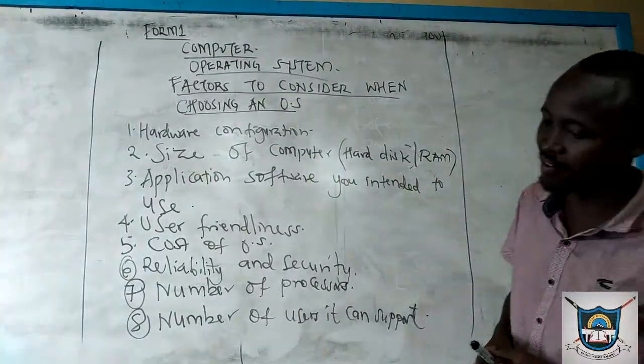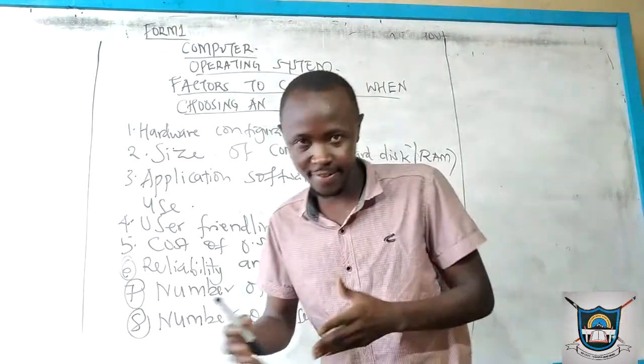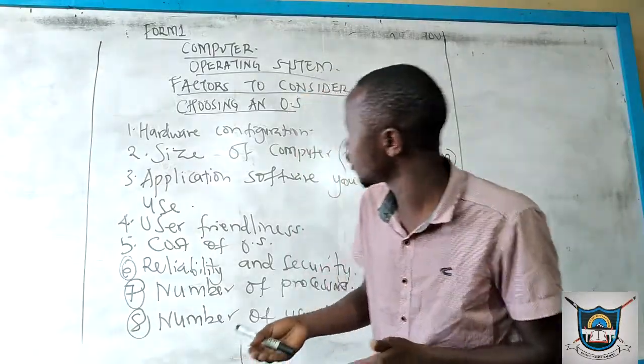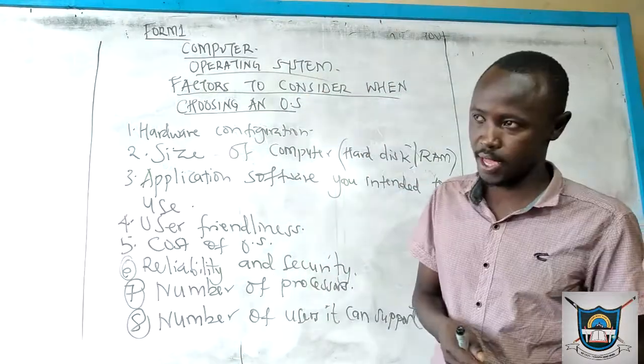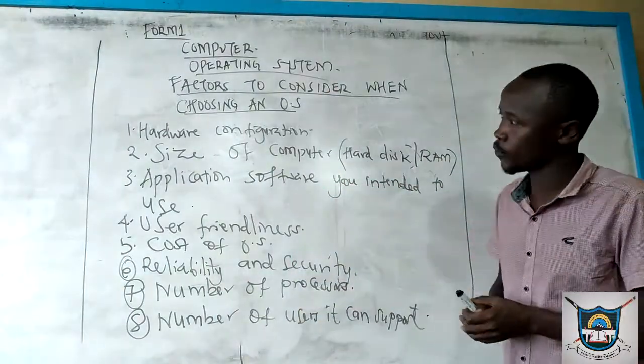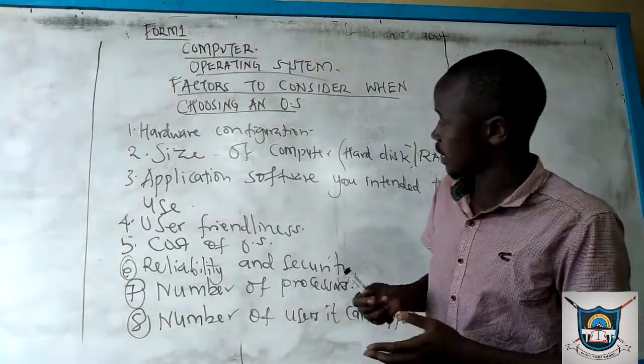The first one, we have the hardware configuration. When you talk of configuration, this is the compatibility. You find that there is an operating system that might not work with your hardware. You know the hardware is the physical, the tangible components of a computer. Therefore, you have to look for one that is compatible.